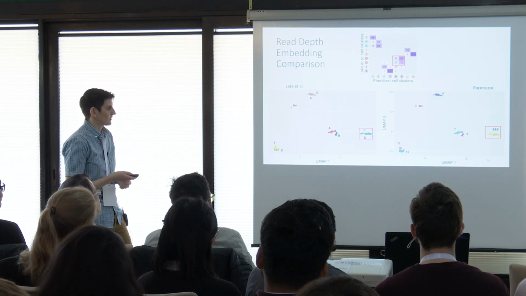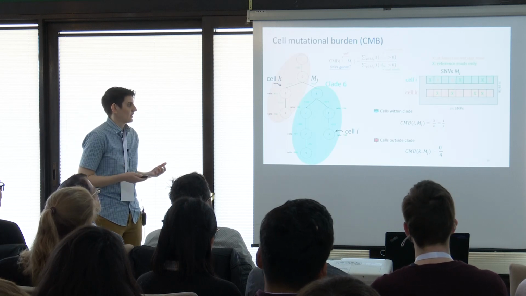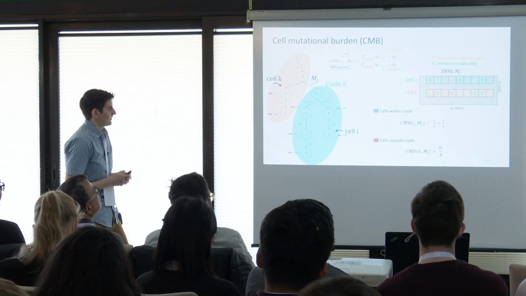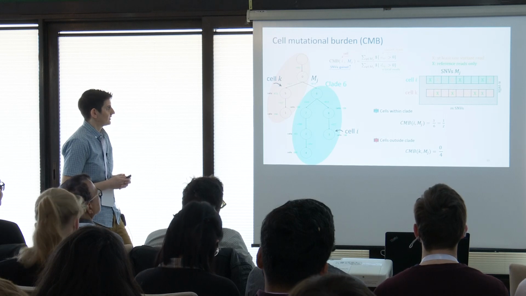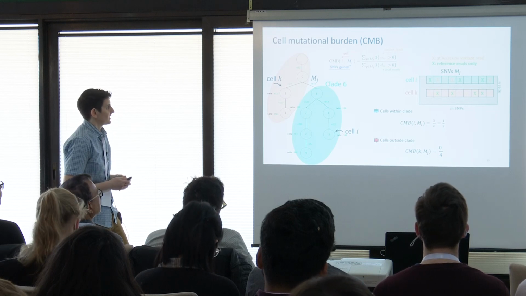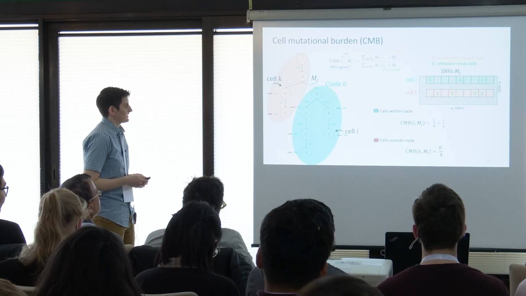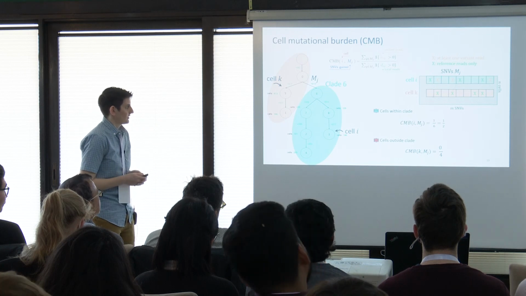So in order to look at this further, we developed a metric for when you don't actually have a ground truth tree, but you want to test the goodness of fit of your inferred tree. We call this metric the cell mutational burden. Cell mutational burden works on a cell and a set of SNVs. In this case, we look at the set of SNVs introduced on each edge, and that basically determines a clade of the tree.